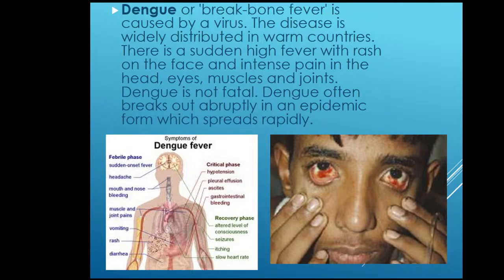Dengue fever or break-bone fever is a viral disorder too. The disease is widely distributed in tropical and subtropical regions. People are infected by the bite of mosquitoes Culex, Aedes, and Anopheles. The symptoms of this disorder are sudden high fever with a rash on the face, severe headache, pain in eyes, muscles, and appendages. The dengue fever is not fatal, but some forms of dengue fever can develop very quickly. So here on this slide you can see the symptoms of this disorder.